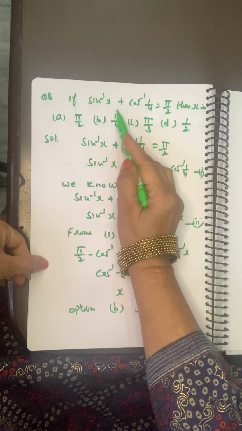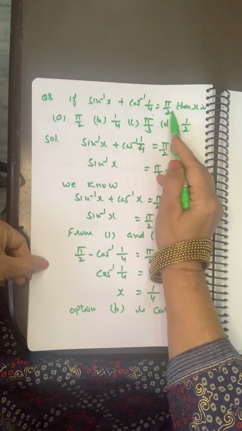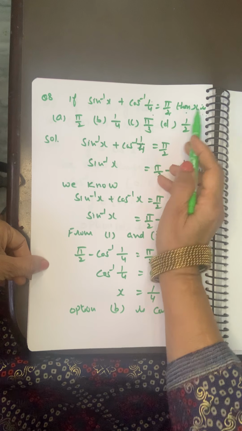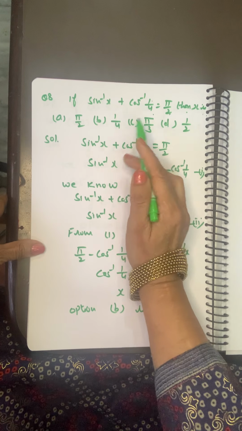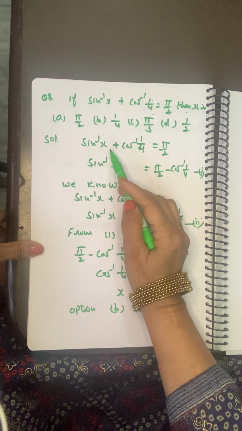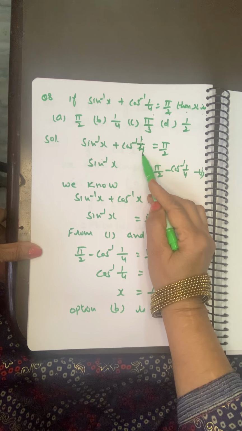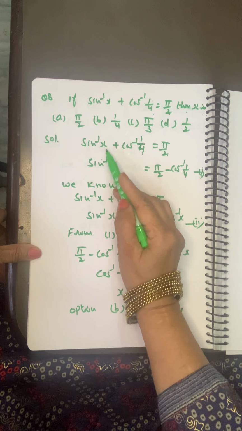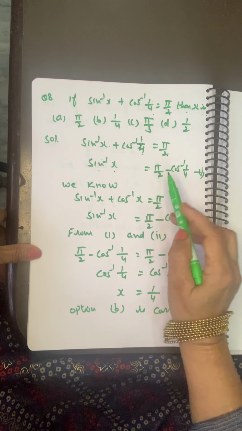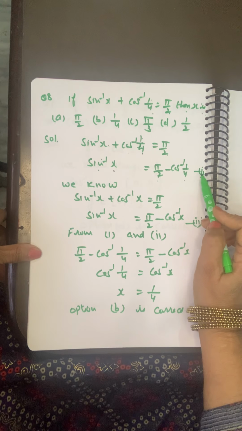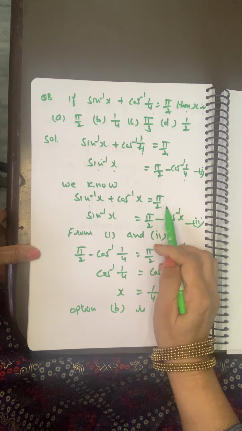If sin inverse x plus cos inverse 1 by 4 equal to pi by 2, then x is, again you have given the 4 options. I had made you solve this question in the last paper, the sample paper, too. Sin inverse x plus cos inverse 1 by 4 equal to pi by 2. Here you will get the value of sin inverse x: this is equal to pi by 2 minus cos inverse 1 by 4. Call it number 1.